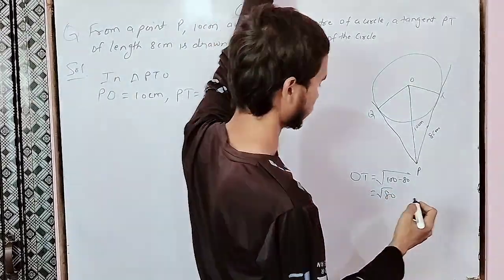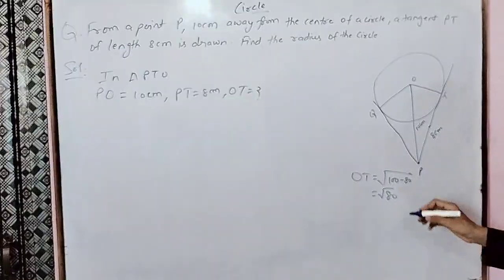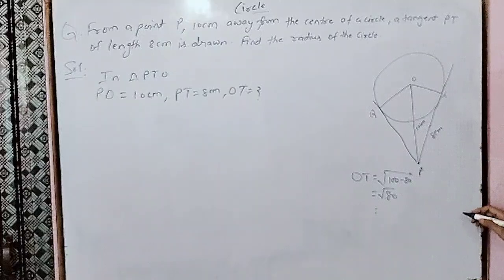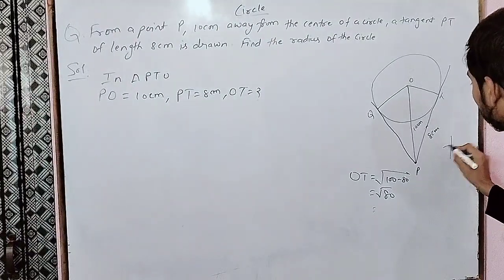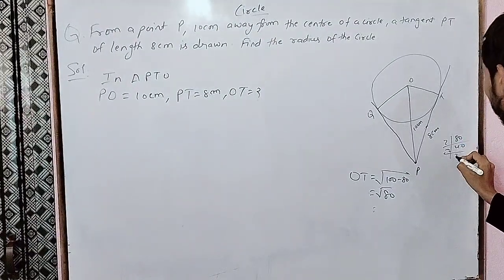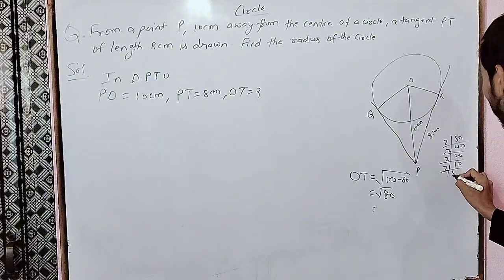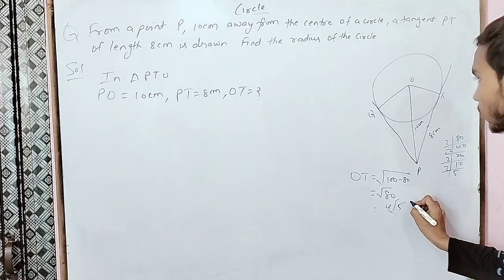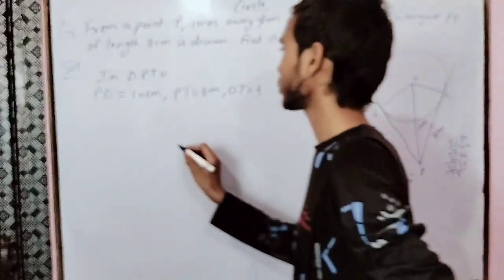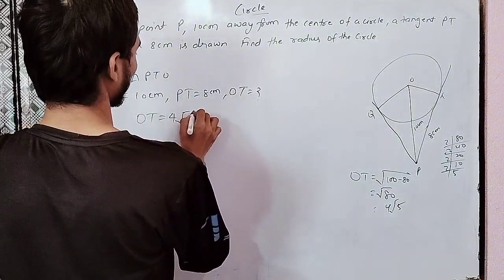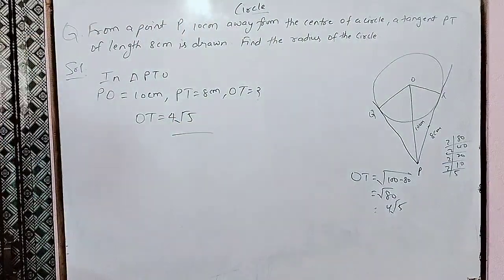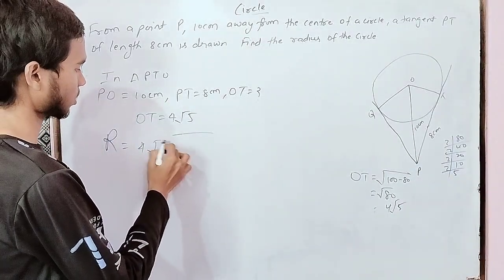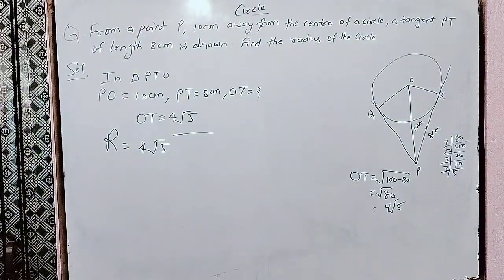So this is how much? We can say 80, 240, 220, 210, 257. So here 4 multiplied by 5, so 4 root 5. So of course OT is 4 root 5. Is it correct? This is the radius. The radius is 4 root 5.